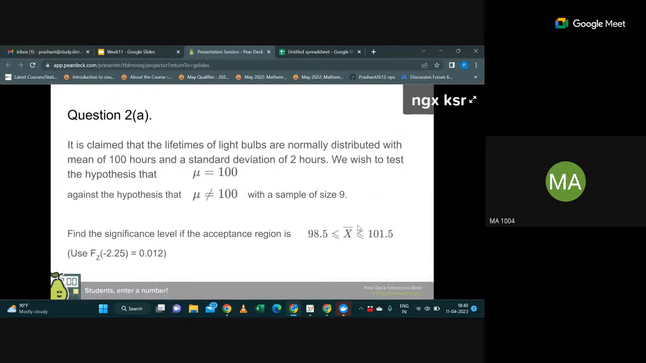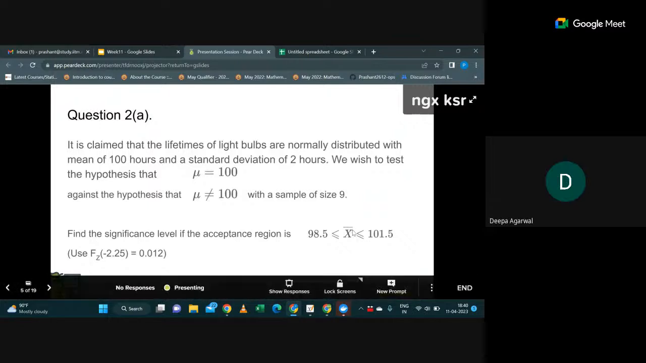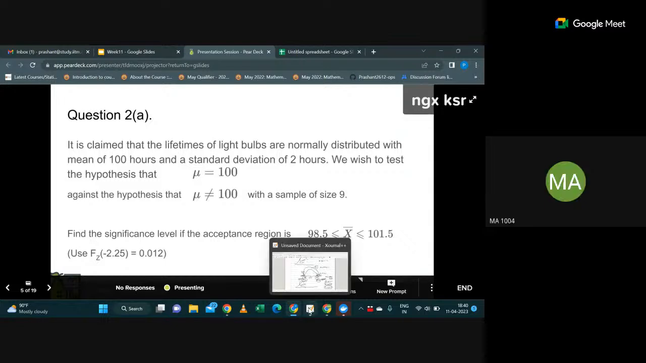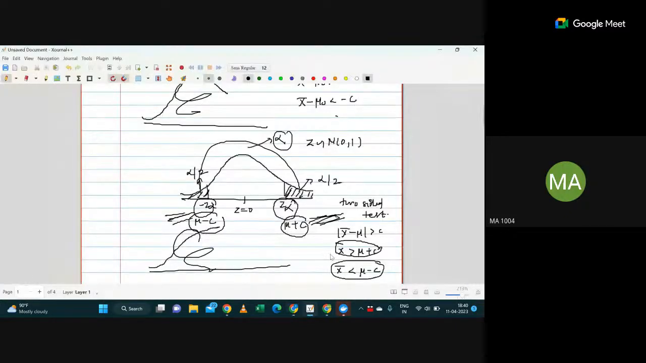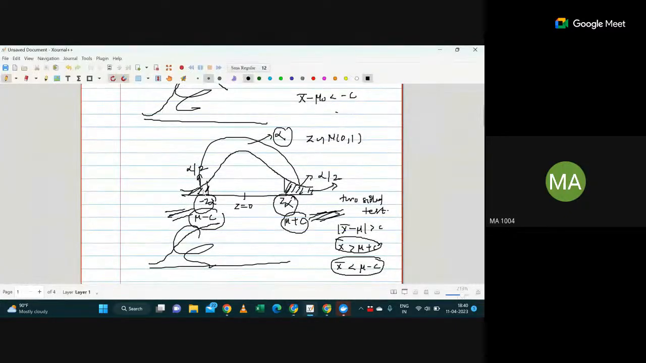See, this is the acceptance region. So what will be the rejection region? It's simply x bar greater than 101.5, or x bar less than 98.5, right? See, x bar minus 100 greater than 1.5, that will be my test statistic. Yeah, because if this is the rejection region, that means this is the 1 minus alpha, right?